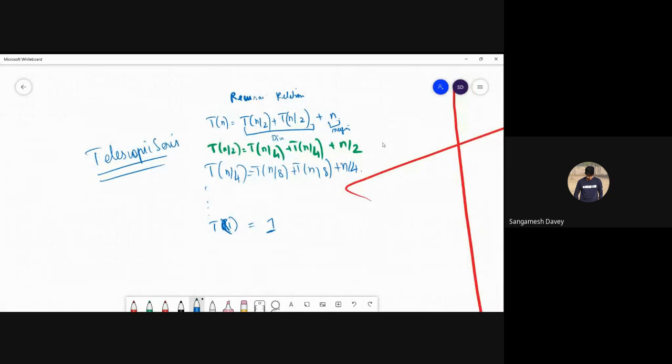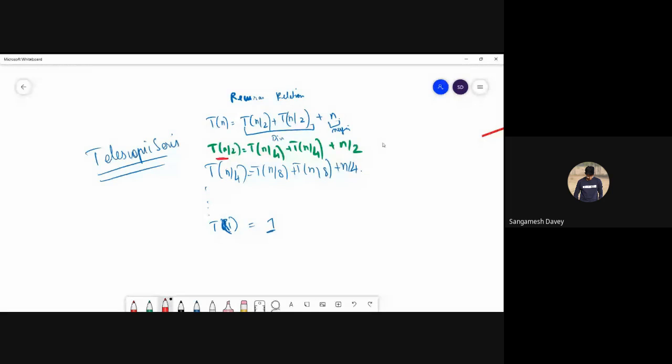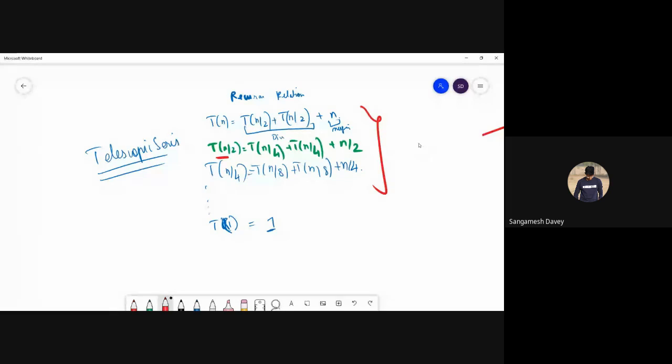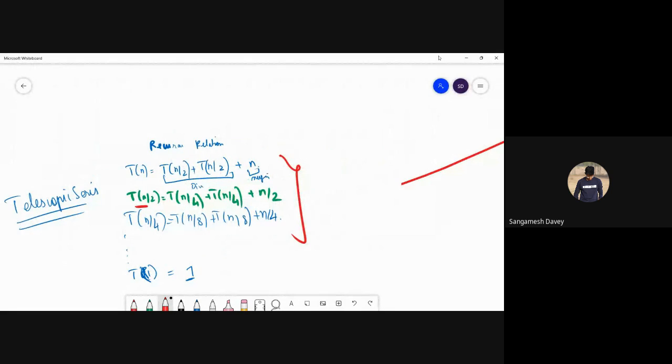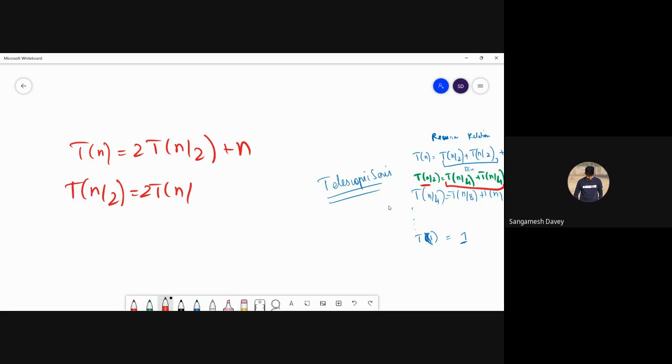Yeah, but the problem here is I can't cancel it because here I have an n by 2. Okay, so if I have to simplify and write this down, I'll just add these up. T of n equal to 2T of n by 2 plus n. The same thing. I'm just adding these two up. Nothing big. T of n by 2 is 2T of n by 4 plus n by 2. And T of n by 4 is 2T of n by 8 plus n by 4.